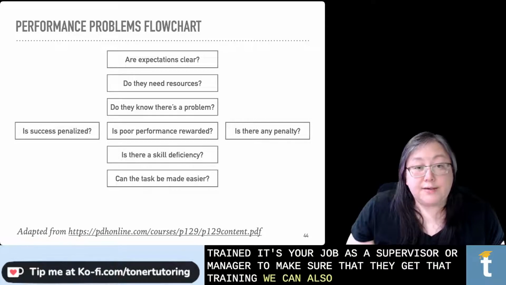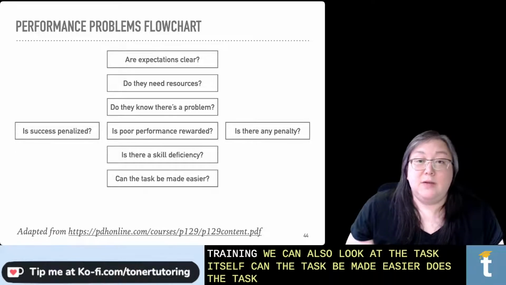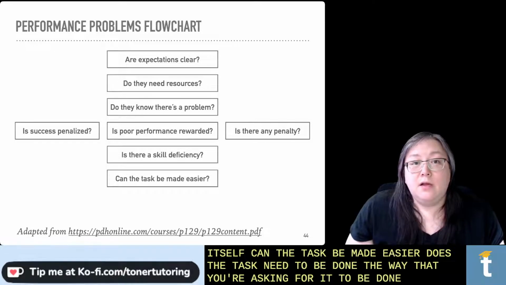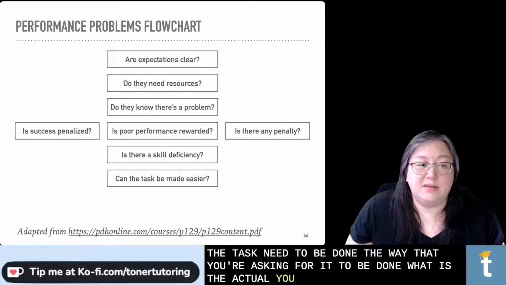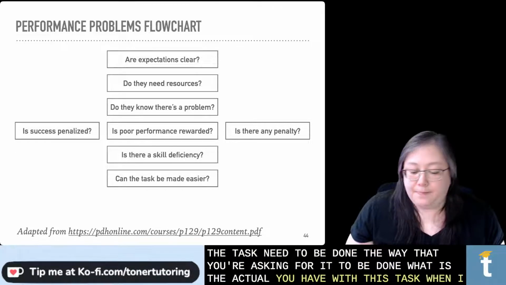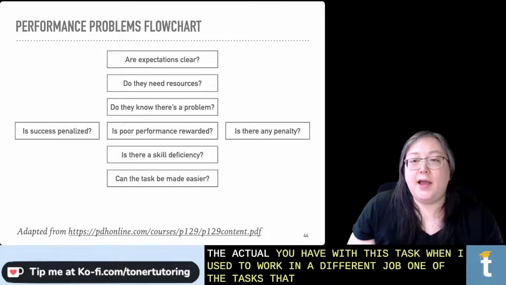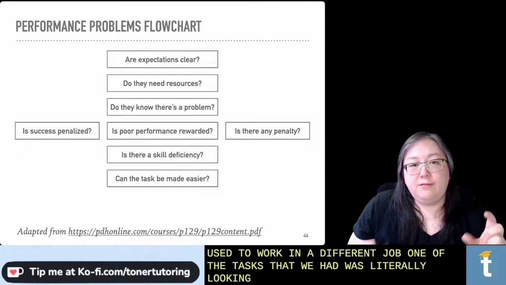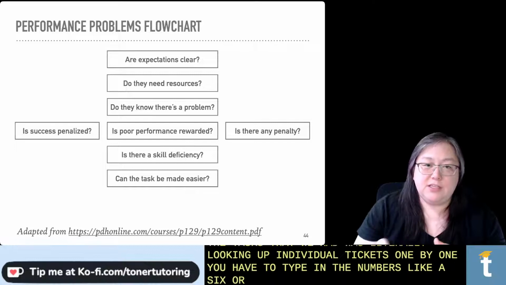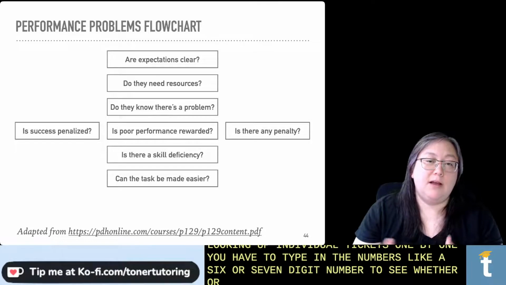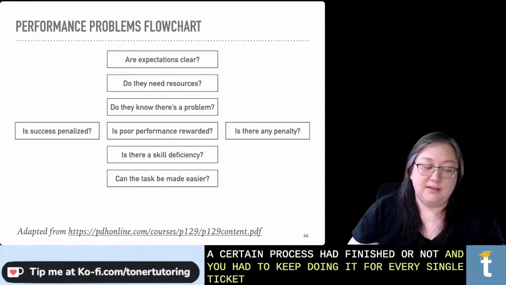We can also look at the task itself. Can the task be made easier? Does the task need to be done the way that you're asking for it to be done? What is the actual end goal that you have with this task? When I used to work in a different job, one of the tasks that we had was literally looking up individual tickets one by one. You had to type in the numbers, like a 6 or 7 digit number, to see whether a certain process had finished or not. And you had to keep doing it for every single ticket.